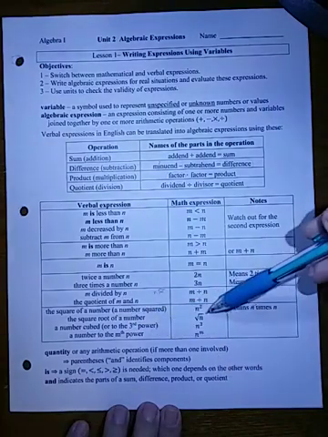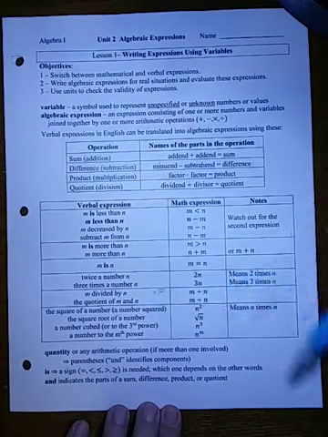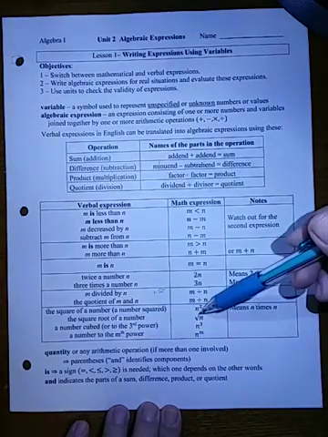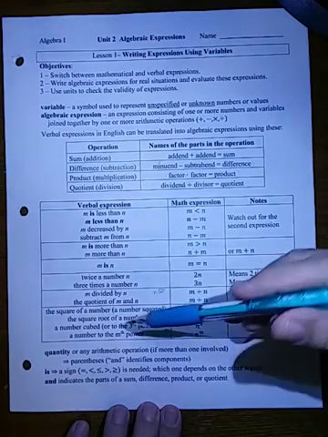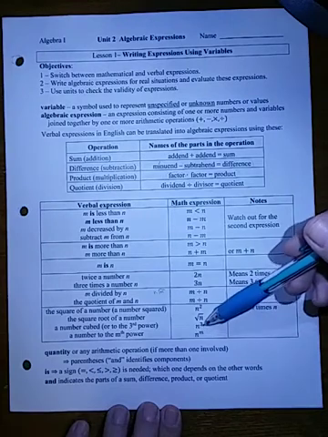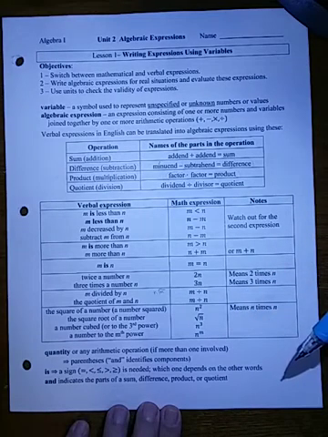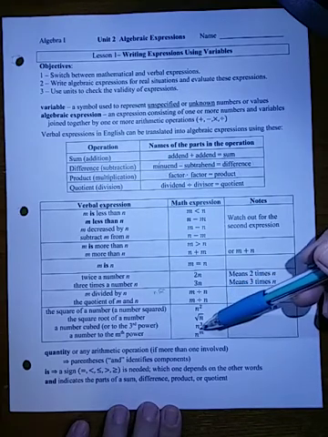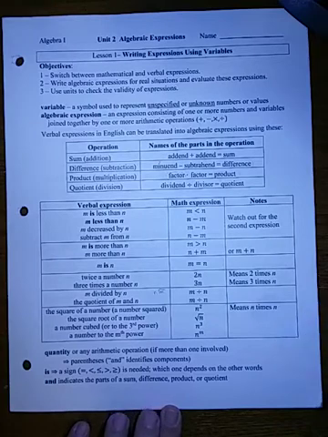The square of a number, or a number squared, means n to the power 2. The square root of a number, we've seen, is the square root of n. A number cubed, or to the third power, is n cubed. A number to the mth power is n to the m. And of course, n squared means n times n, and n cubed means n times n times n, as we've seen previously.